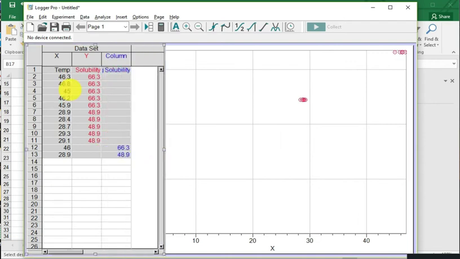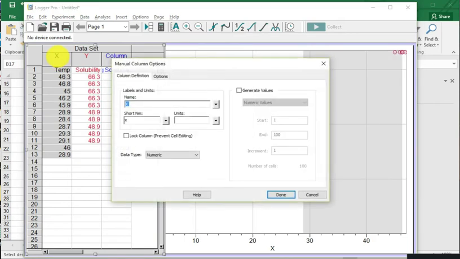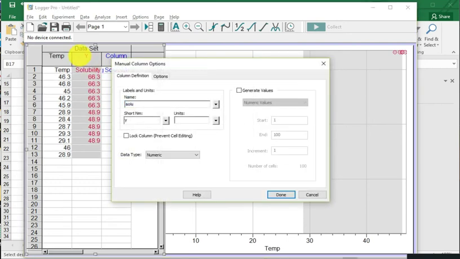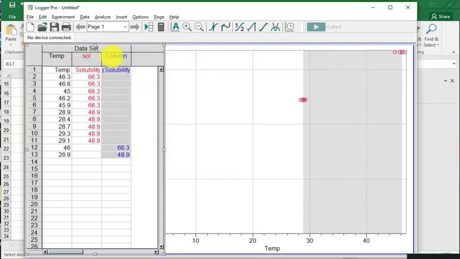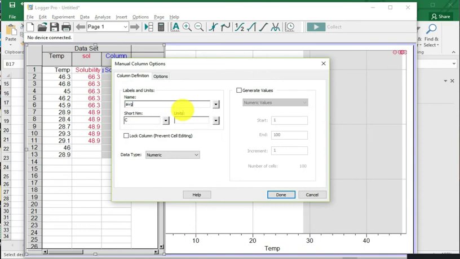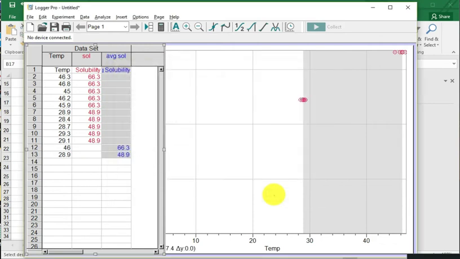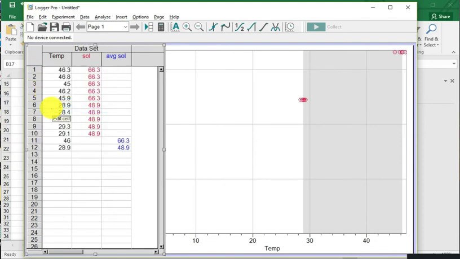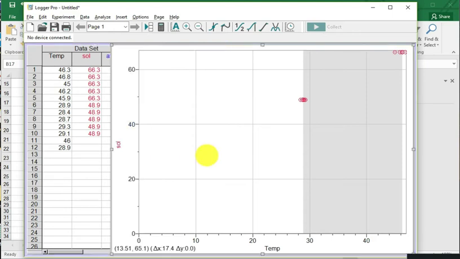And notice that I probably have to label it. This is, oh, I included the temperature. Done. This is the solubility. And this is the average solubility. I'll put average here. I'm going to delete this first one. I can cut that out, because I accidentally copied that over. And I'm going to head over to this graph.